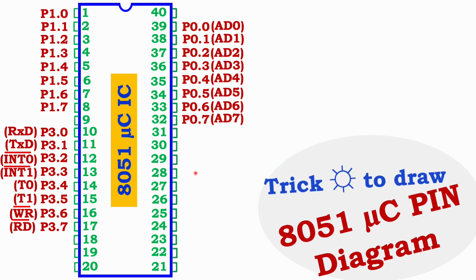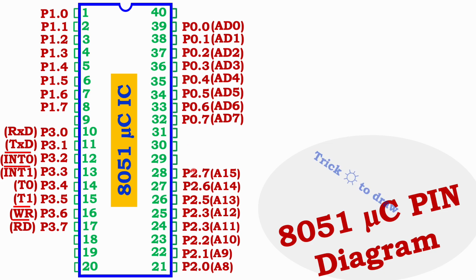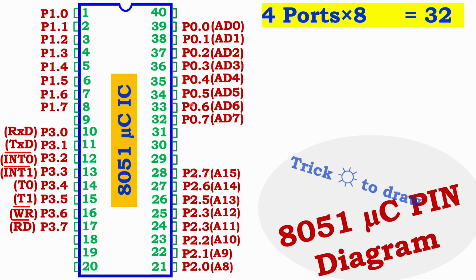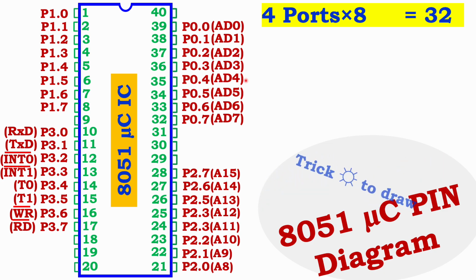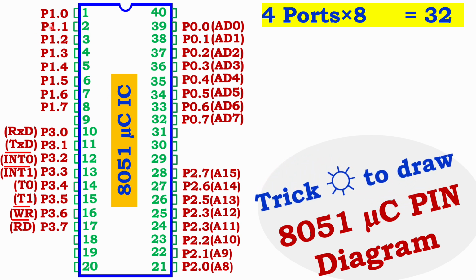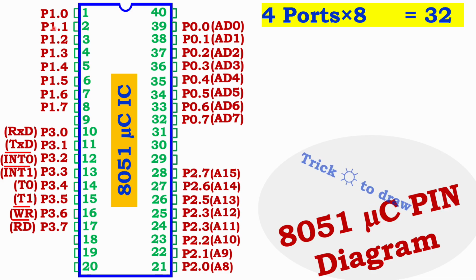How many ports are there? It has 4 ports. See there, all 4 ports we have written. 4 into 8, how many? 32 pins are done at a time. This is a very simple trick to draw the entire diagram. Port 1 and port 3, the odd numbered ports, are on the right side, and the even numbered ports, 0 and 2, are on the other side. So it is very simple to understand all 40 pins, because out of 40 pins, 32 pins are very simple. And one more interesting point: port 1 is not used for any other operation, it is only for IO operation.